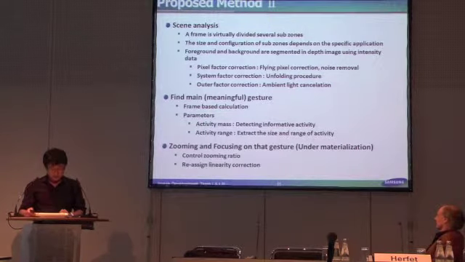It's a frame-based calculation. At this step, we get two parameters, activity mass and activity range. We can find the zone where informative activity is occurring among the subzones by activity mass. Activity range parameters indicate the size and the range of activity. Analyzing those two parameters, we can realize where and how activity occurs.